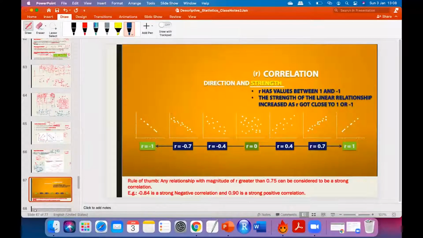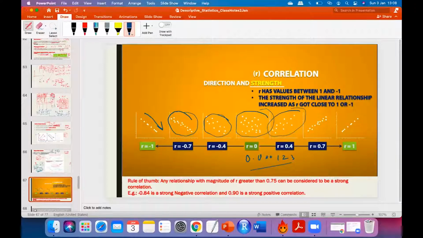So this is how a -1 correlation looks like. This is -0.7, -0.4. This is kind of 0, not exactly 0, but let's say 0.0000123, like that. So kind of 0. Positive 0.4, 0.7, 1. This is how it looks like.